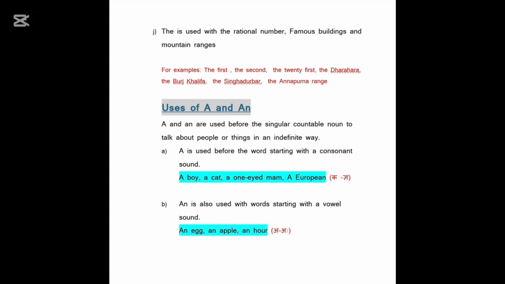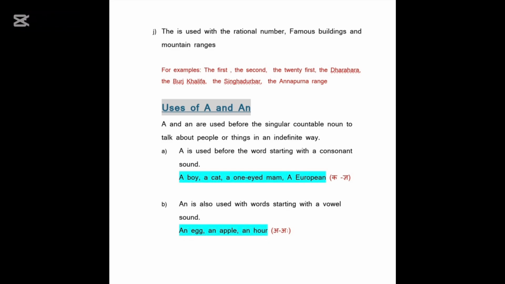Number Z point, the is also used with the rational number like the first, the second. C is the second person that I have met today. ल हेर मैले आज भेटेको मध्येमा ऊ चाहिँ दोस्रो मान्छे हो भनेपछि दोस्रो भन्नको लागि the second, the first, the 21st, and before the famous buildings and the mountain ranges.